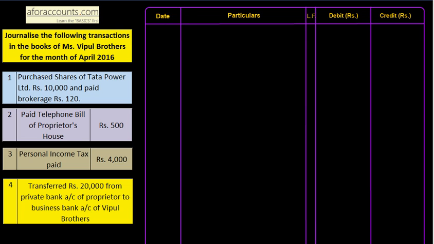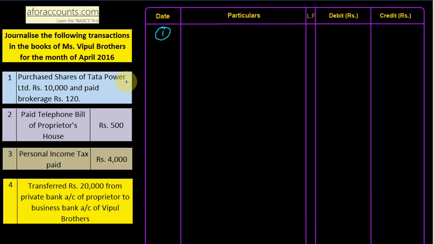Next question for practice on your journal entry. Journalize the following transactions in the books of MS Whipple Brothers for the month of April 2016. So write on top: books of MS Whipple Brothers. Okay, starting with the first point.